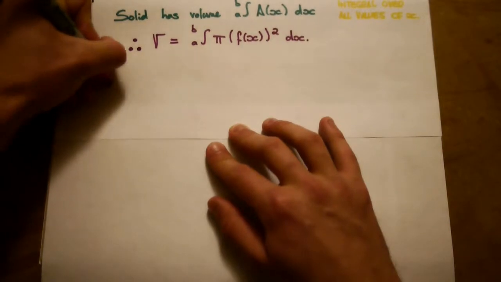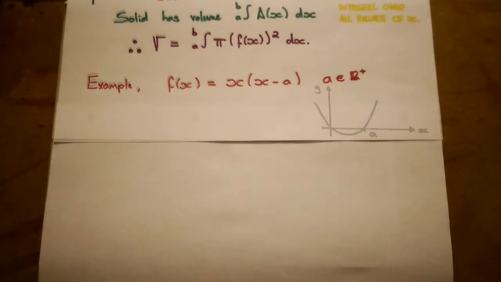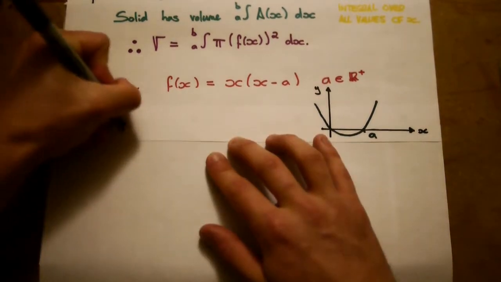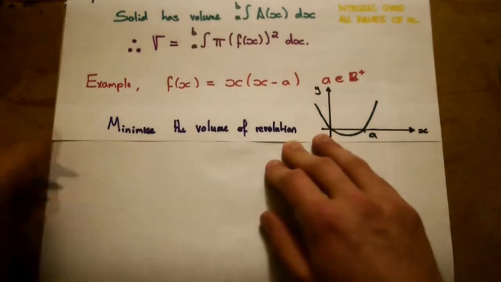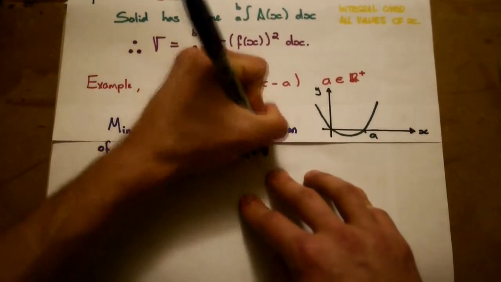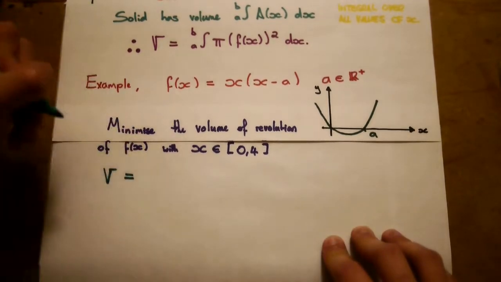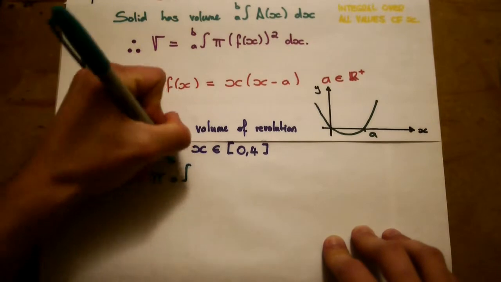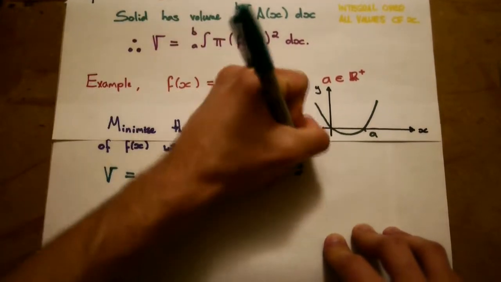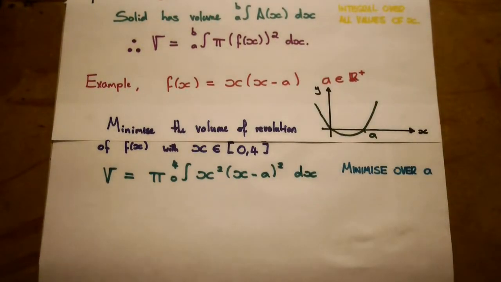For an example, consider the function f of x equals x multiplied by (x minus a), where a is a positive real number. We wish to minimize the volume of revolution of f of x when we take x to lie in the interval 0 to 4. By our formula for the volume, we have V equals π times the integral from 0 to 4 of x squared multiplied by (x minus a) squared. We wish to minimize this integral over all a.